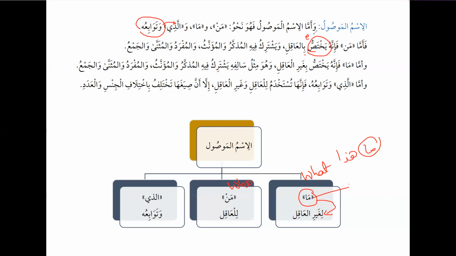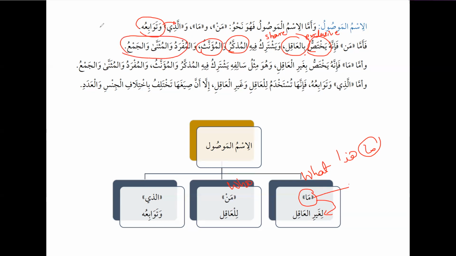So in English we can say it is exclusive to عاقل, the rational. So man is only used for عاقل. And it is shared by, يشترك فيه, meaning share something. Who shares it? Masculine and feminine both share it. Singular, dual and plural, all three of them share it.